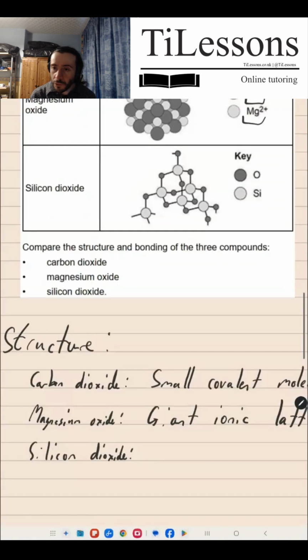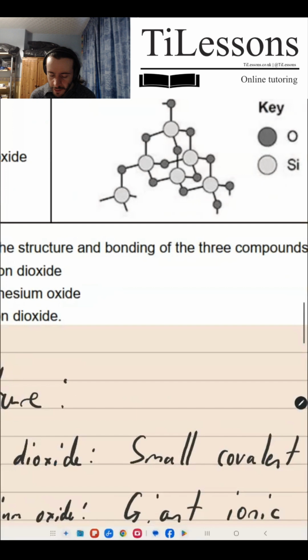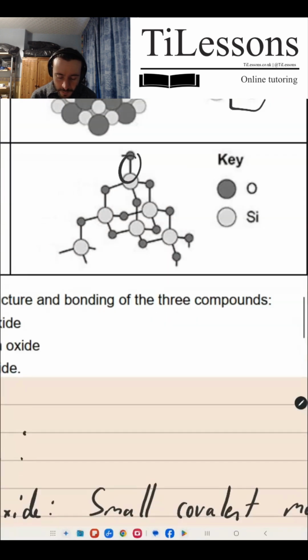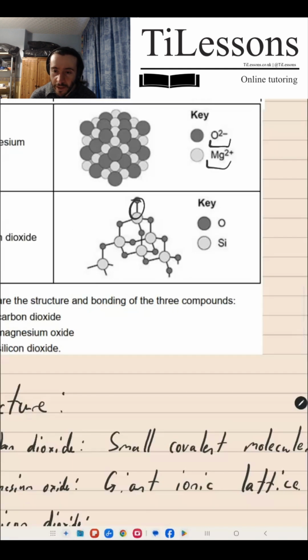Silicon dioxide is also a lattice, but in this case we don't have charges. We do have lines between spheres. These lines for the most part mean covalent bonds, and they do here. So this is a giant covalent lattice.